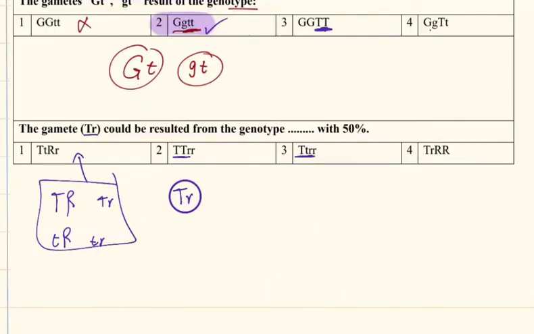This one, let's see here, T capital, R small, T capital, or T small, R small. This one will give me T capital, R capital. Yes, this should be T small, R capital. So let's see here.